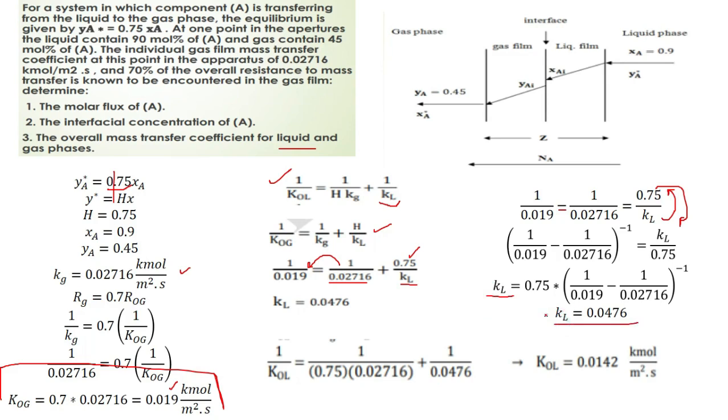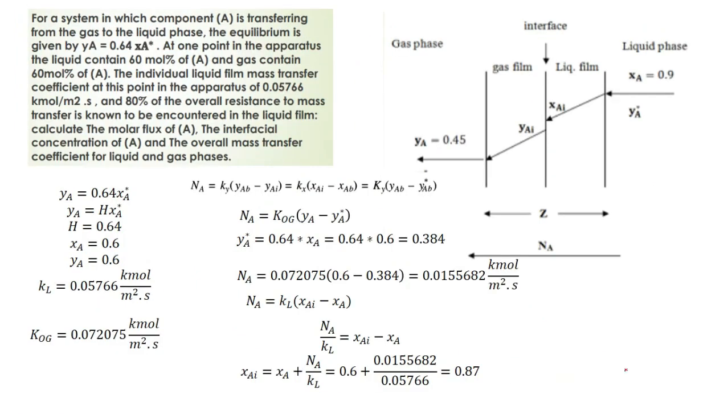So put this KL in this expression now. So 1 over KOL is equal to 1 over H, H is 0.75. I'm using this formula now. Kg is 0.02716 plus 1 over KL. So KL is 0.0476. Just do the calculation, you will get your answer. KOL is equal to this. Now the other question, this is not the figure for this example.